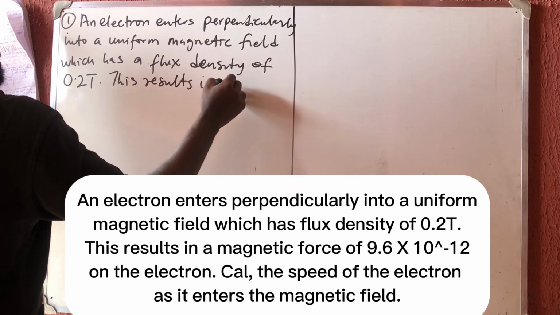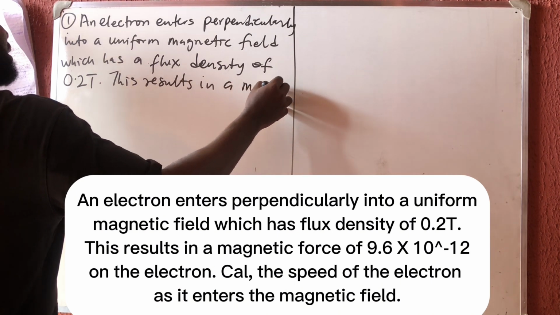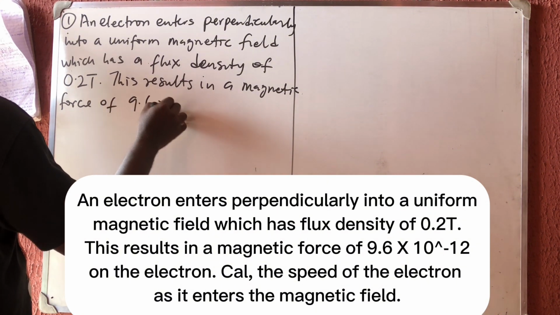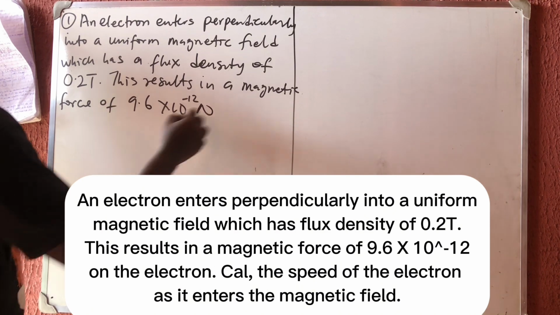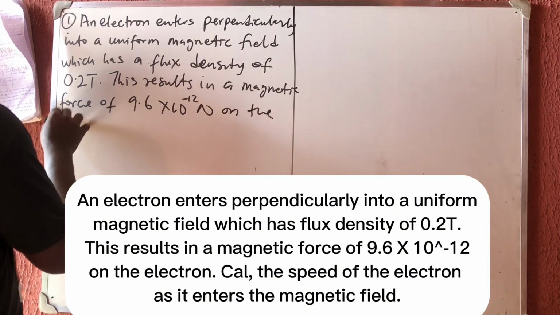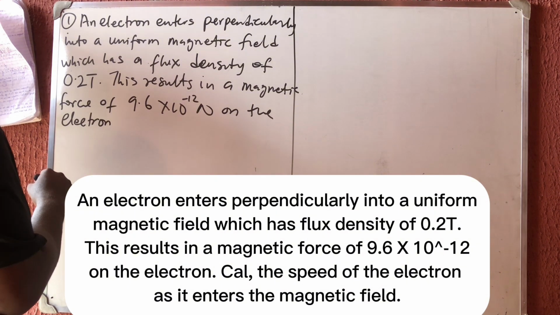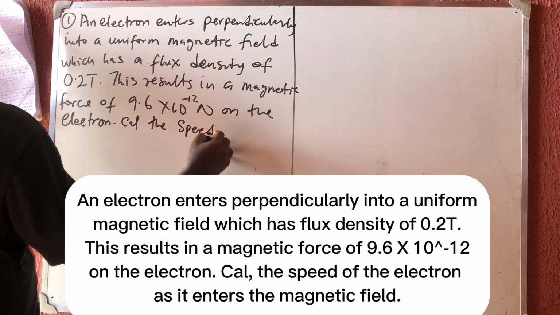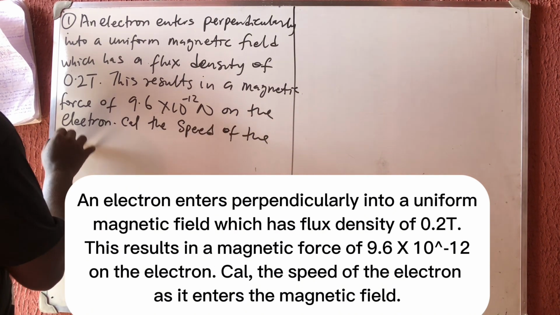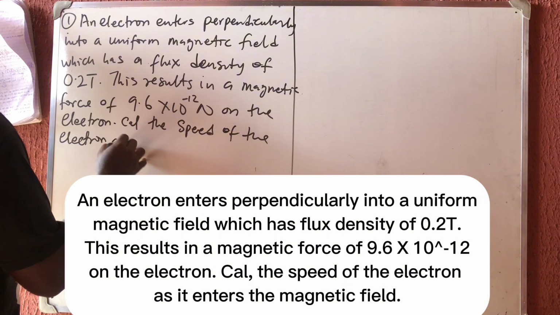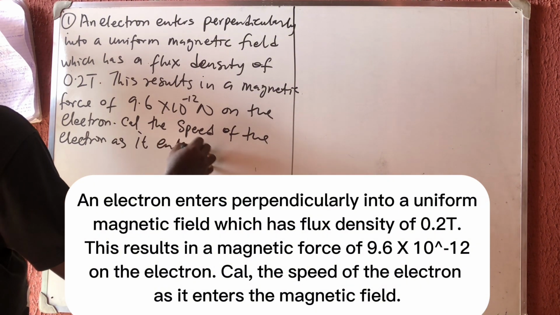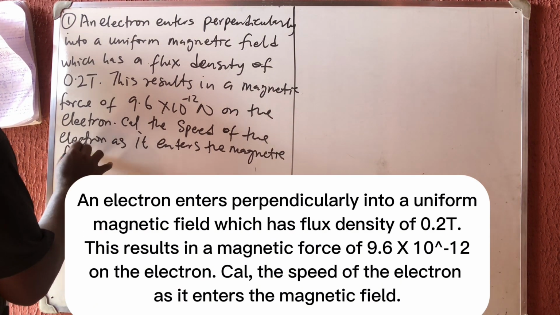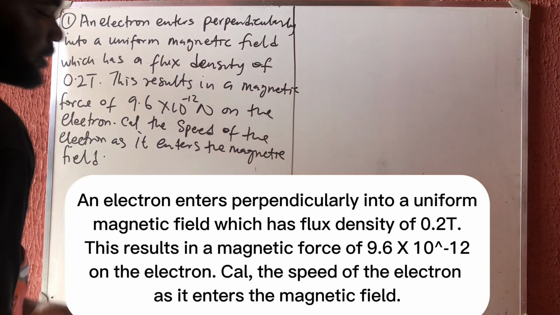Then I said this results in a magnetic force of 9.6 times 10 raised to power minus 12 Newton on the electron. Then I said calculate the speed of the electron as it enters the magnetic field.